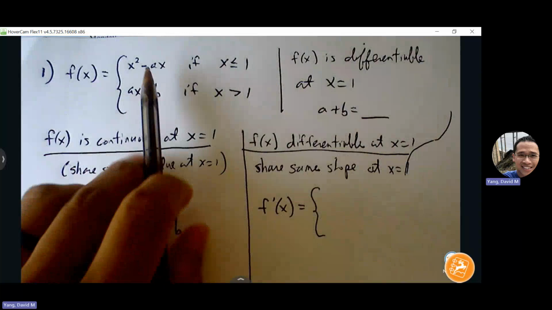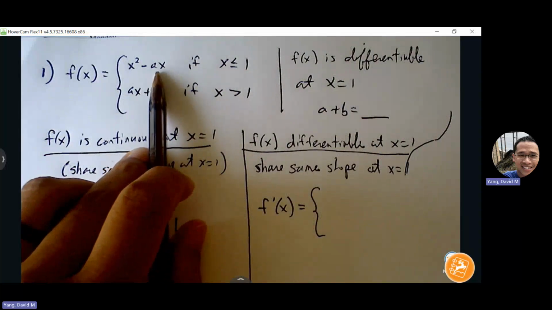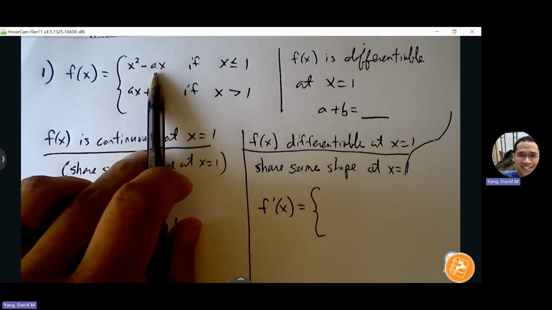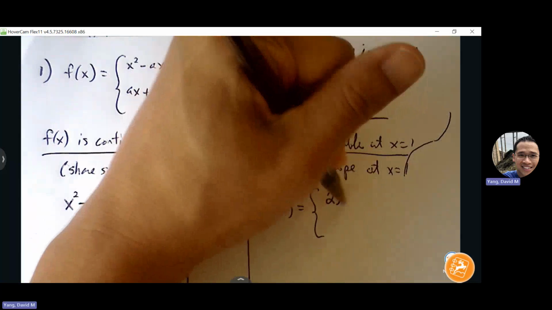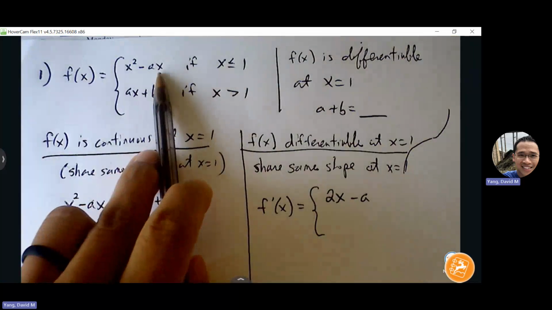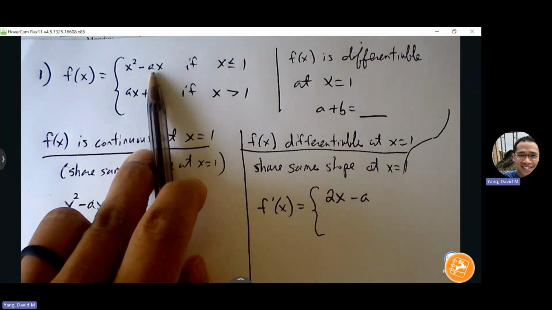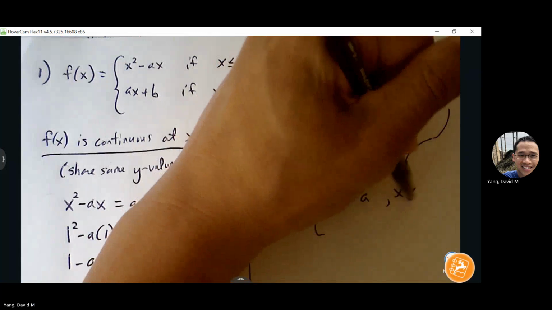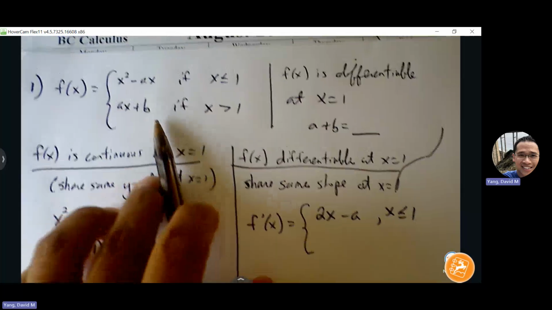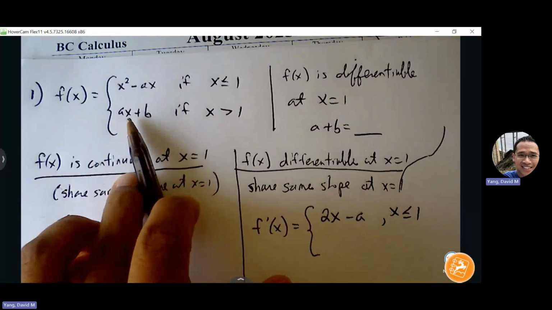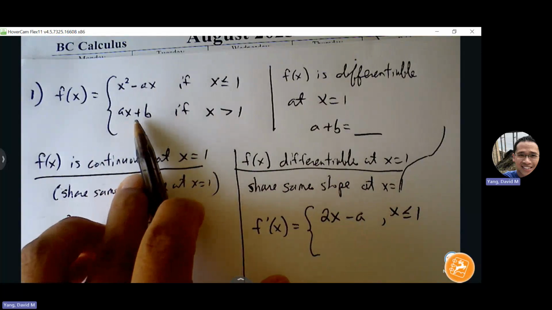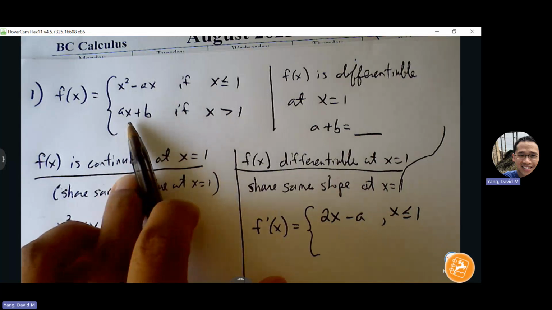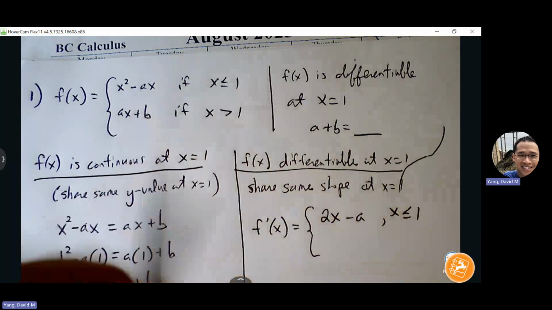Remember, you treat a like you would a 3 or 4 or some unknown constant. So what's the derivative of x squared minus ax? That's 2x minus a. Imagine this was 3x: the derivative of 3x would be 3, so the derivative of ax is just a. Now, ax plus b, what's its derivative? a plus 0. Imagine this was 3x plus 2: you would simply say 3. Same thing here, ax plus b gives just a.